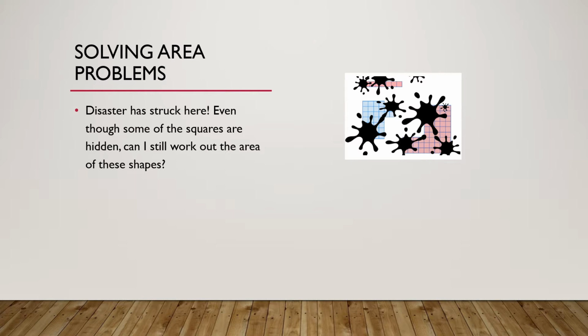Well, I think so. If I look carefully, I can see that I've got 1, 2, 3, 4, 5, 6, 7, and just under here, because I can see the line here, I know it's going to be 8. So it'd be 8 times 1, that's 8 squares altogether.